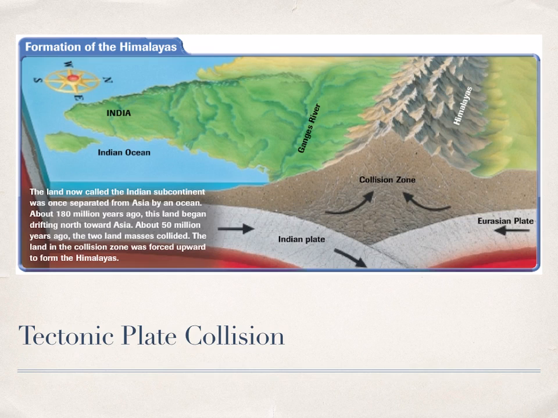Here's a map of the tectonic plate collision we just spoke about and the formation of the Himalayas. You can see the Indian plate diving beneath the Eurasian plate, kind of forcing these mountains upwards.